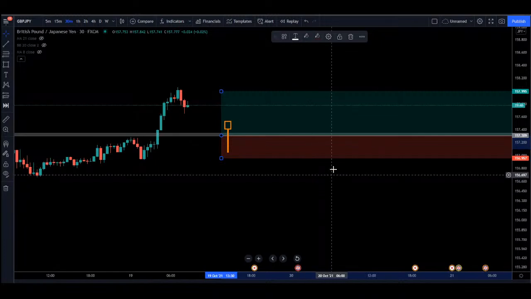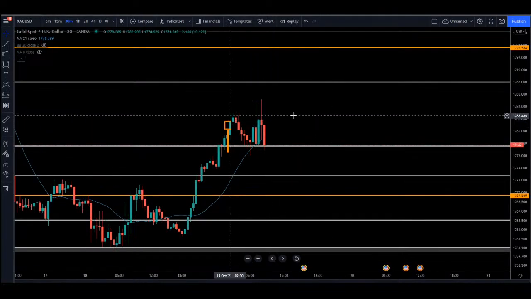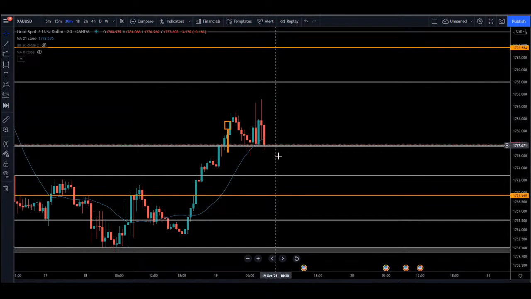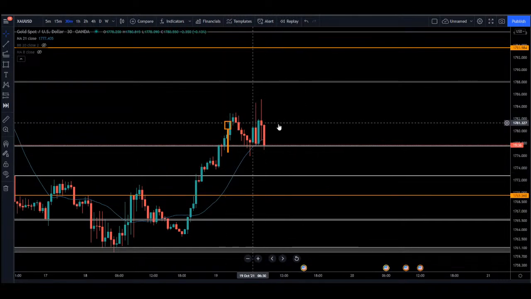Okay? Alright guys, so look at gold. Gold is just creating a high. I do believe gold is gonna drop from here. It looks very, very bearish now. I do not believe gold is gonna keep going up.